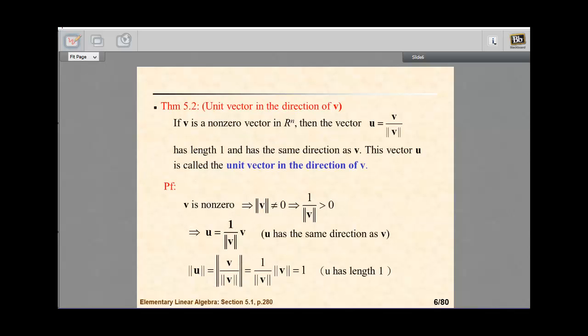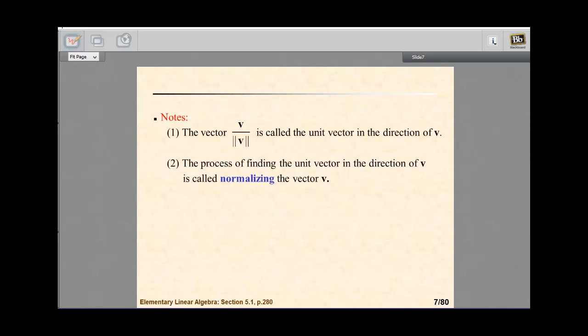The next thing we learn is the unit vector. If v is a non-zero vector, then the vector v upon the norm of v has length 1 and has the same direction as v. This vector is called the unit vector in the direction of v. This is the formula of the unit vector.